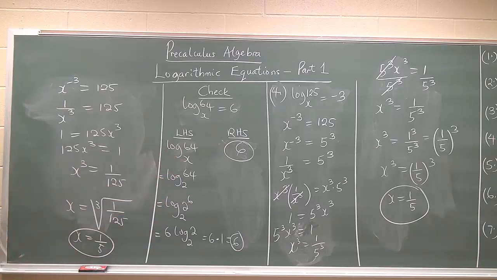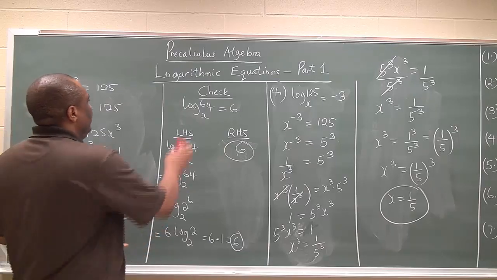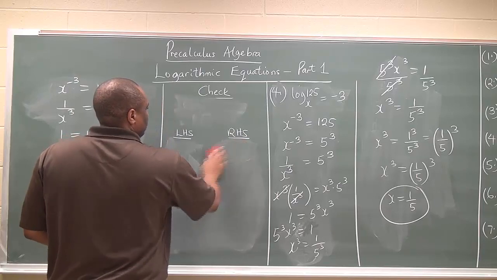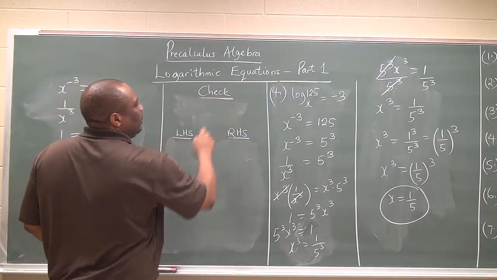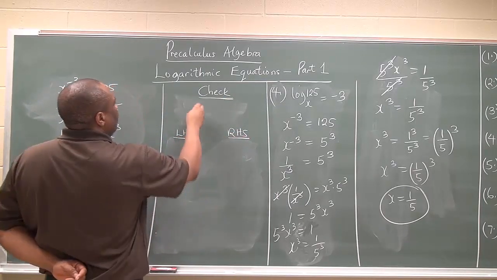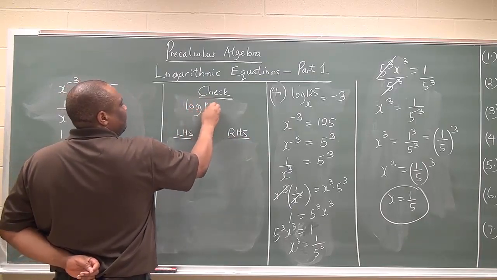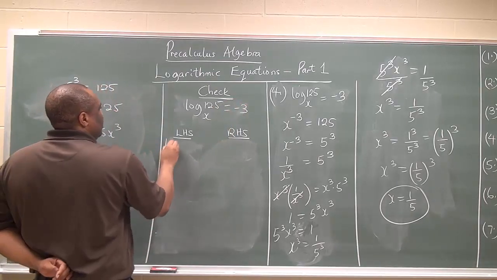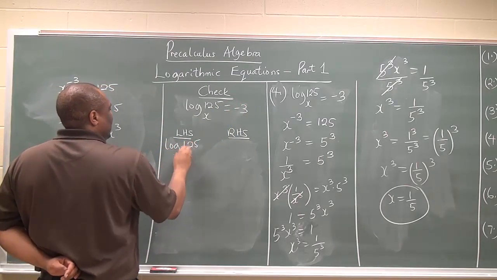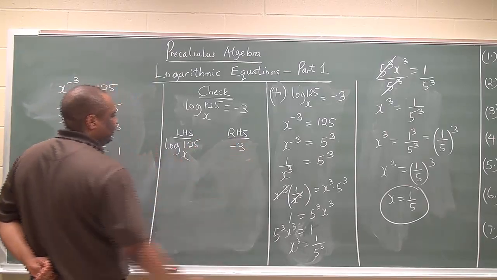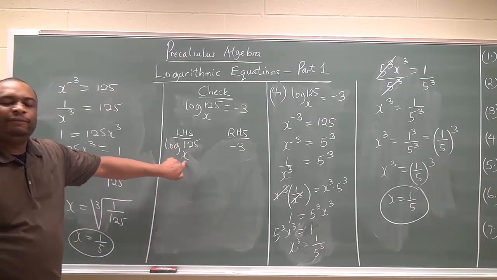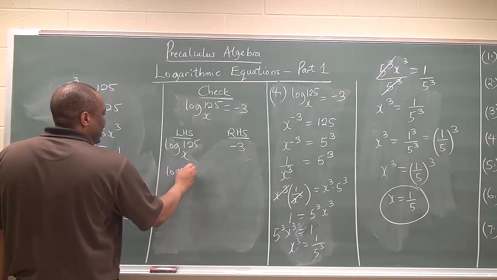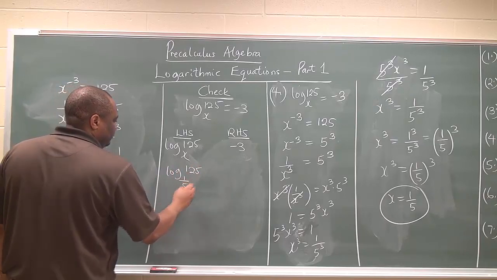Okay? Now the next thing we have to do is to check our work. In checking, we write the main problem, log 125 base x is negative 3. The left-hand side is log 125 base x. The right-hand side is negative 3. So the variable is on the left-hand side. So we now have log 125 base 1 over 5.